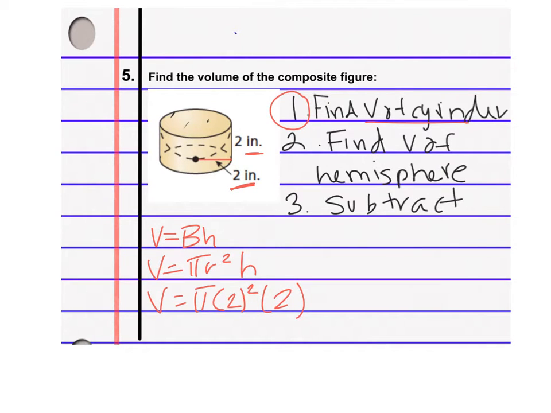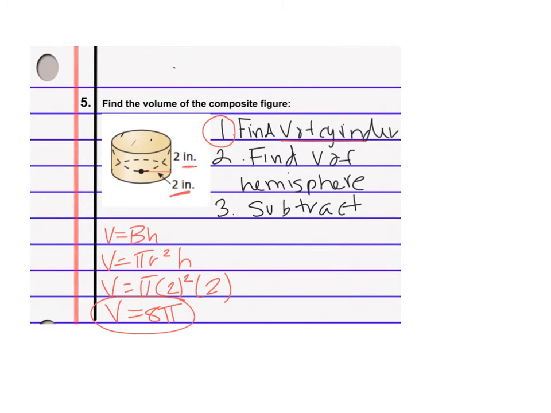So that is going to be 8 pi, right? 2 squared is 4, 4 times 2, yep. So my cylinder is 8 pi. That's the volume of my cylinder. All right, now we need to find the volume of the hemisphere. I'll do blue for that.